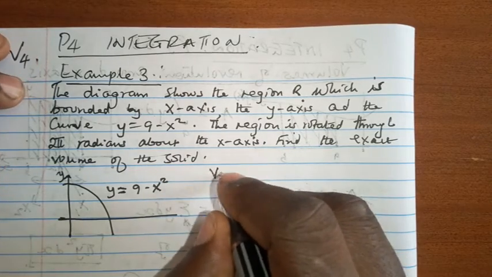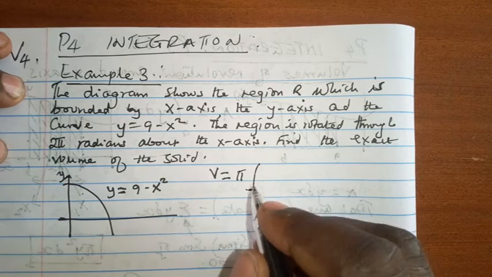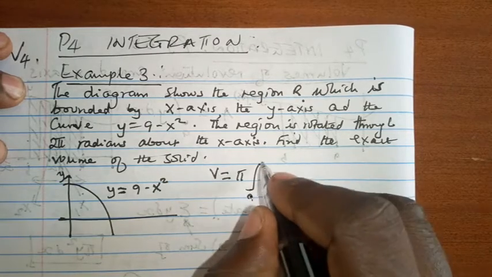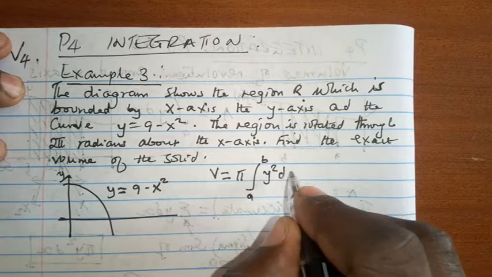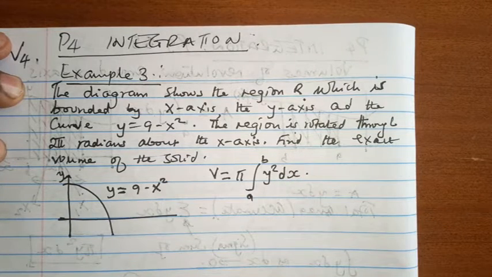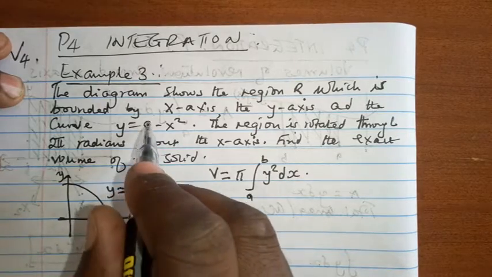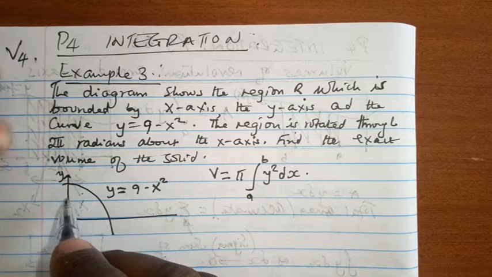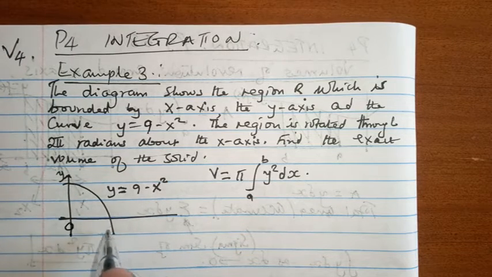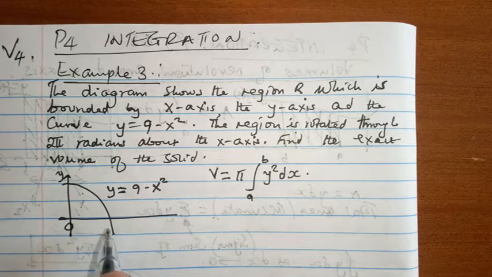We know that the volume is given by pi, the integral from the limit a to b of y squared with respect to x. And as much as we have the function, which is 9 minus x squared, and we have the lower limit being equal to 0, we do not exactly know the upper limit, which is at this particular point.